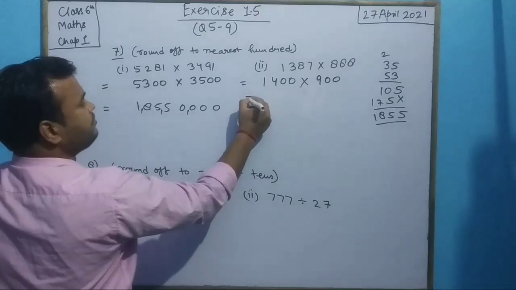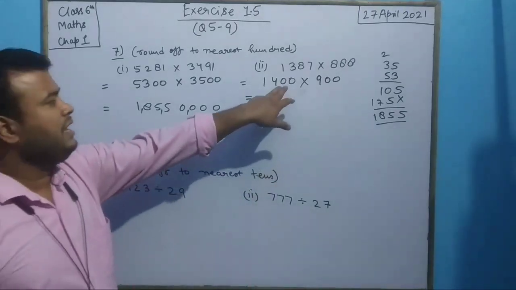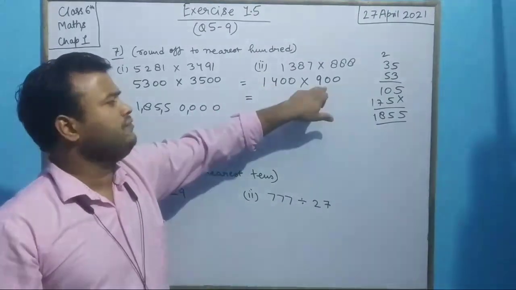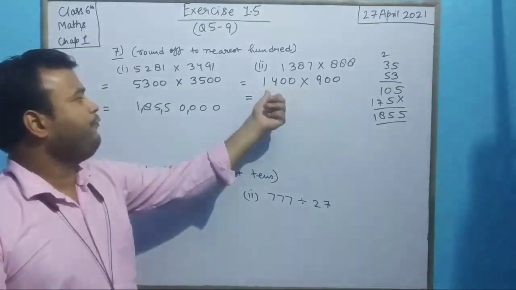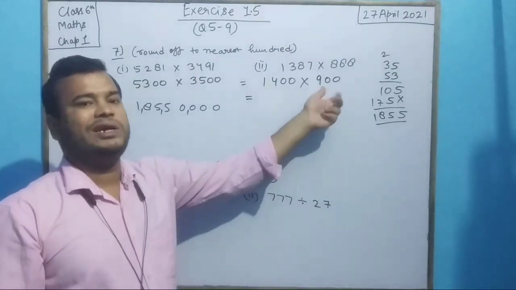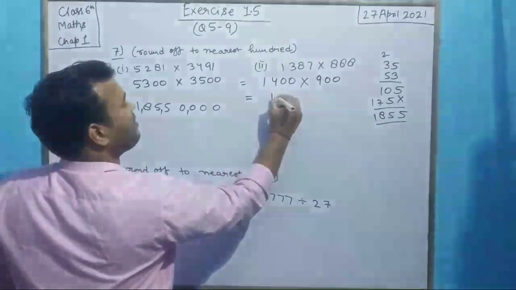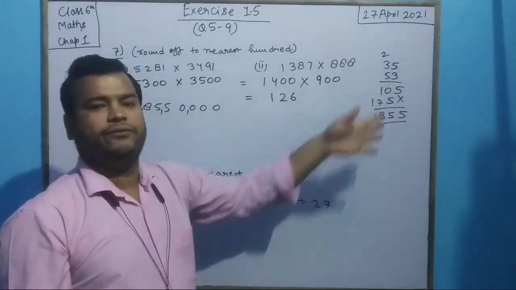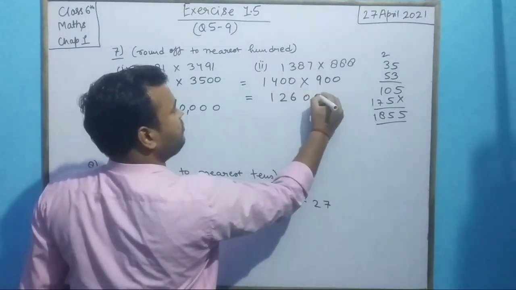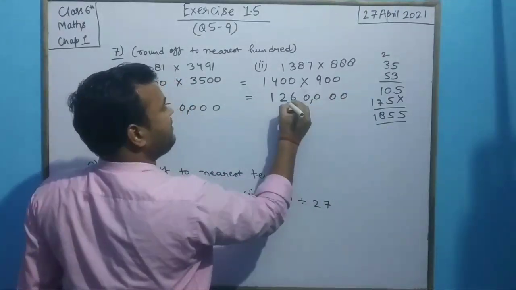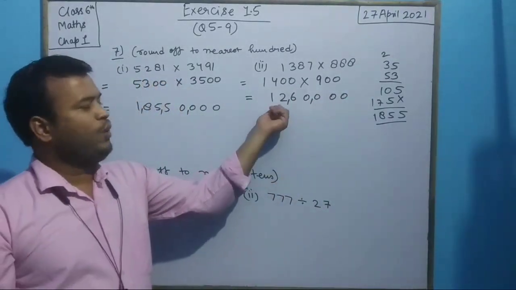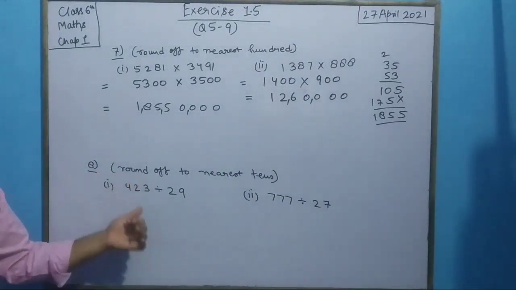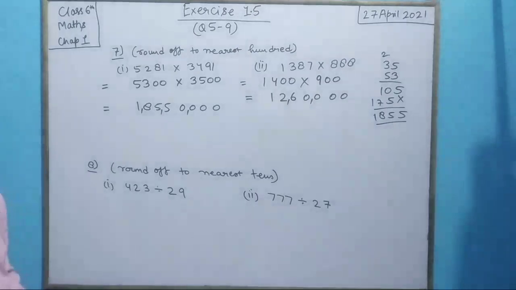Now what will it be? There is 1400 into 900. So 14 into 9 is 126. Now again how many zeros? 1, 2, 3 and 4. So let us place 4 zeros. Now placing the commas, it is 12,60,000.